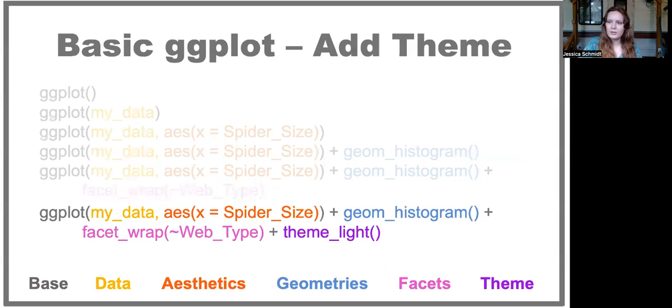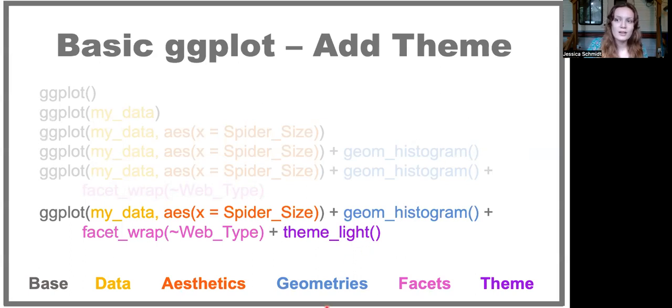Our last component is theme, which controls the visual settings of the plot. So just like geometries, all we're doing is adding it onto the end. And of course, this is all just copy pasted from the line before, adding on our theme in purple. And we're just going to use a pre-built theme called theme_light. Pretty nice, pretty easy. Down the road, we're going to learn how to make our own themes. But for now, let's just try the pre-built theme_light.